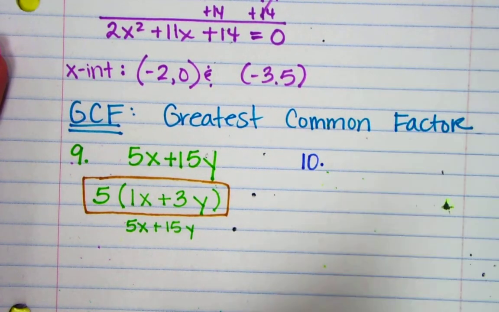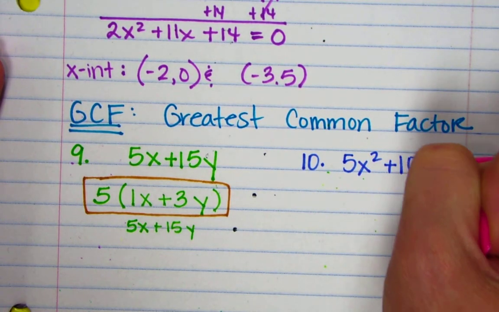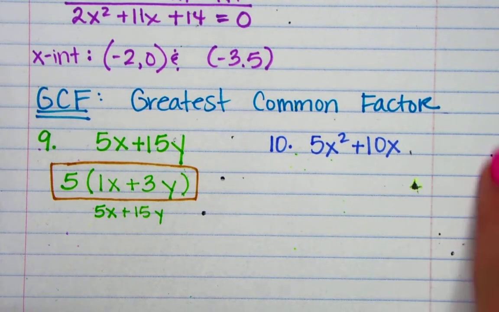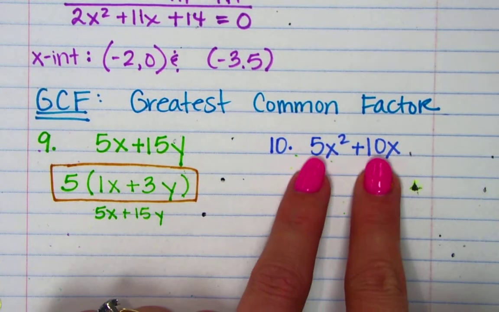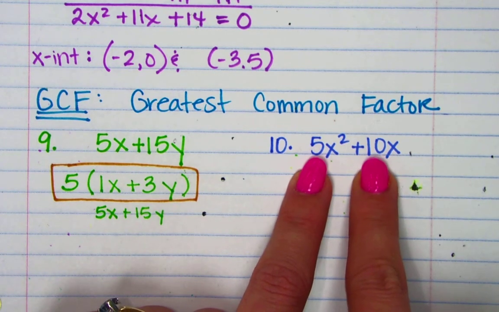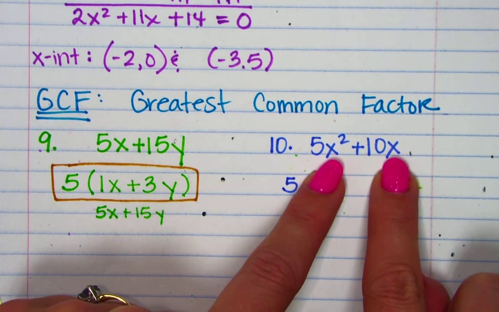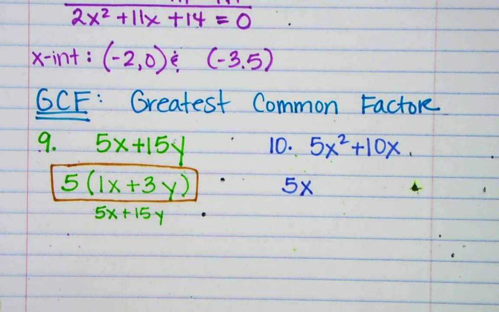We're at 10. Do another one. 5x squared plus 10x. If we're finding the greatest common factor, first look at the numbers, 5 and 10. Okay, what's the biggest number that goes into 5 and 10? 5, right? So that's going to come out front. All right, what about, they both have x's, right? They both have at least how many x's? 1, right? This has 1x, this has 2x's. So I can take 1x from both of them. So 5x is my greatest common factor.